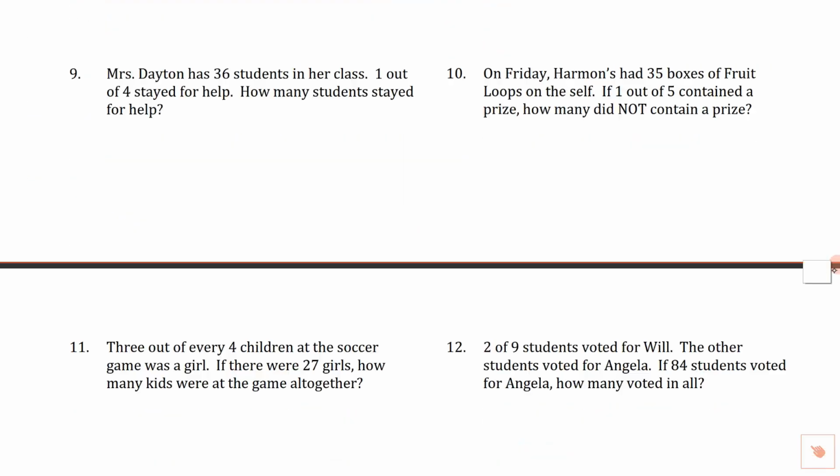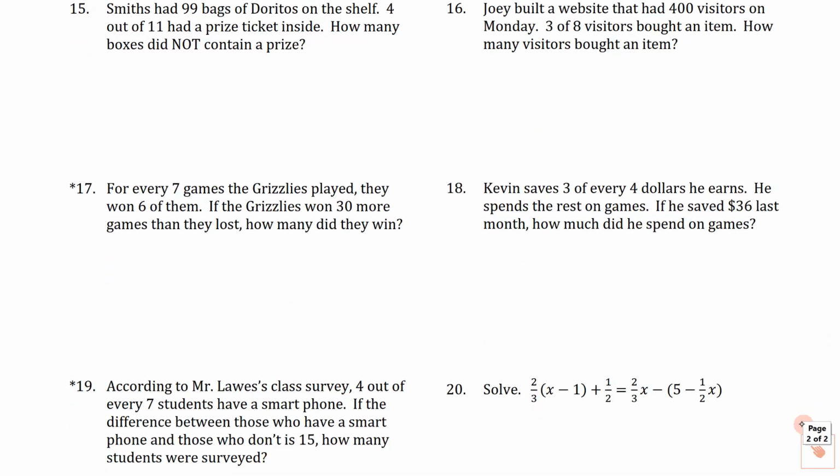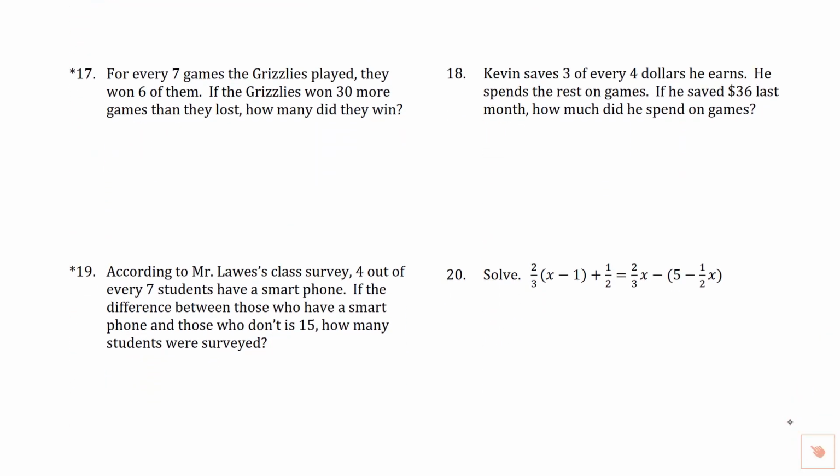And then let's slide over here to problem number 17. Let's check and see what this one's got in it. It's got an asterisk by it, so we're going to need to be careful with this one. It says for every 7 games the Grizzlies played, they won 6 of them. If the Grizzlies won 30 more games than they lost, how many did they win?